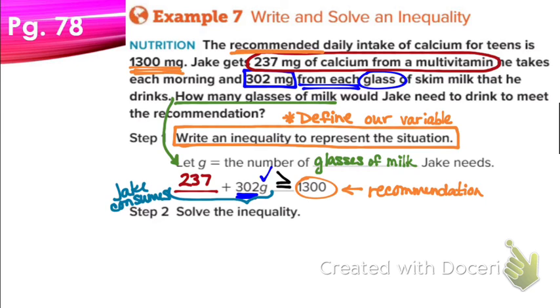All right, let's go through and solve that. 237 plus 302G is greater than or equal to 1,300. Where do I start with solving this? What's the first thing I should do?